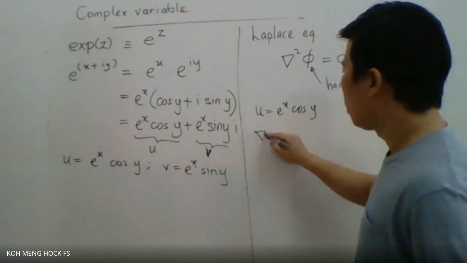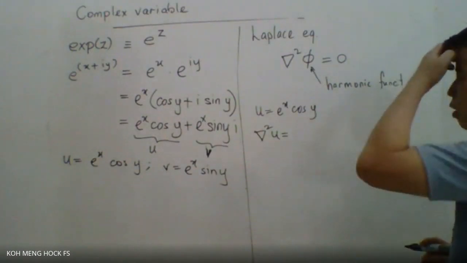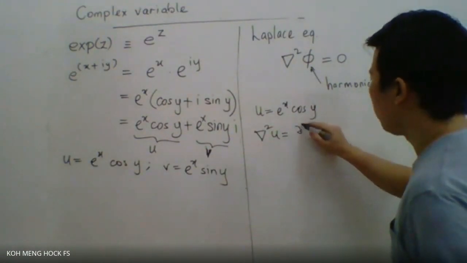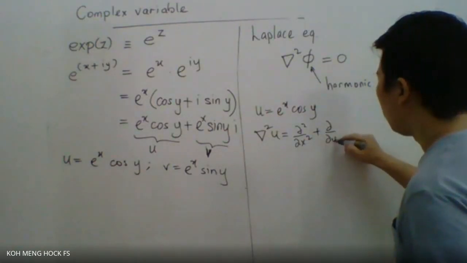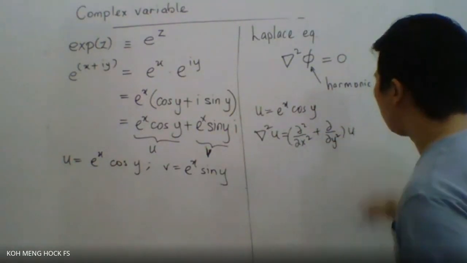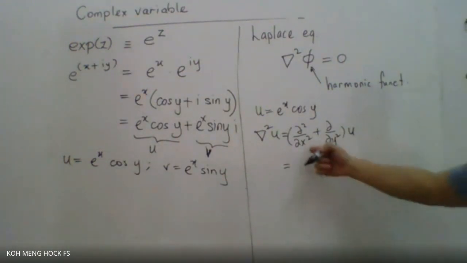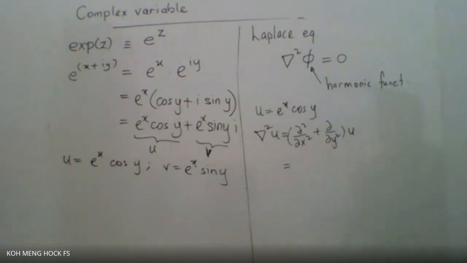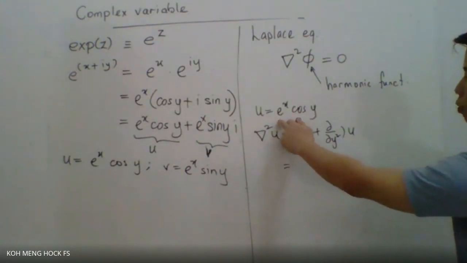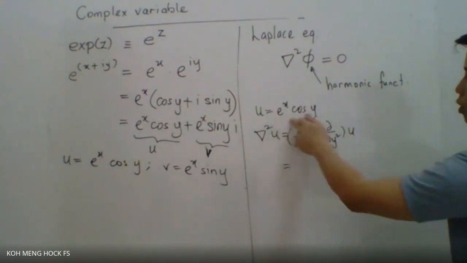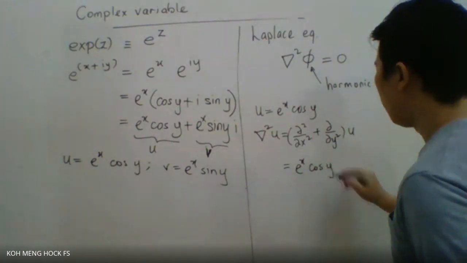So now when you take Laplace squared u, it means now I have, let me just write in full first, dx squared plus dy squared, and this is u. Here I have to take a partial derivative of second order for u. If you take a partial derivative once, you will get back the same equation. Twice, you will get back the same equation. You have e^x cos y.